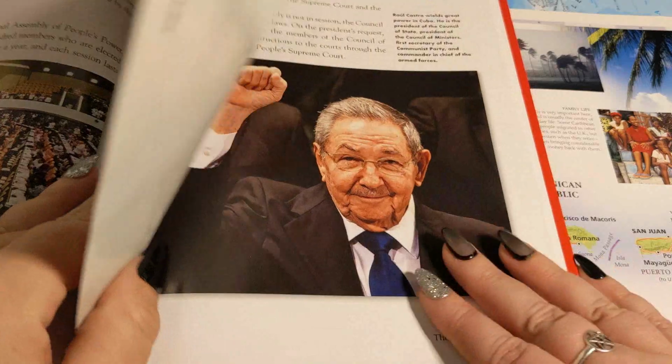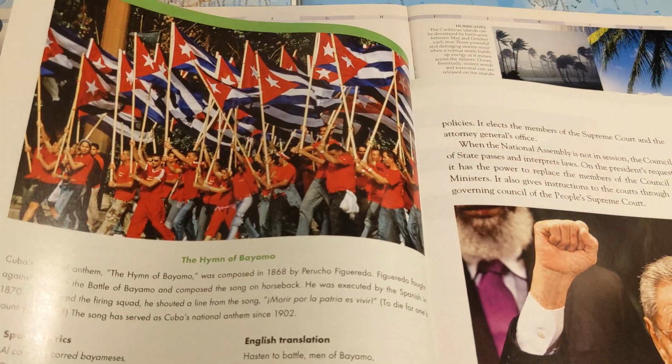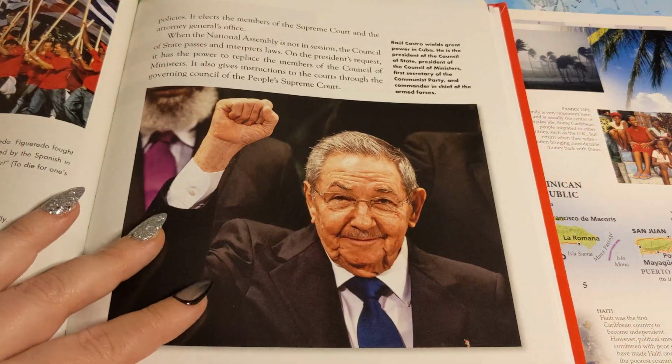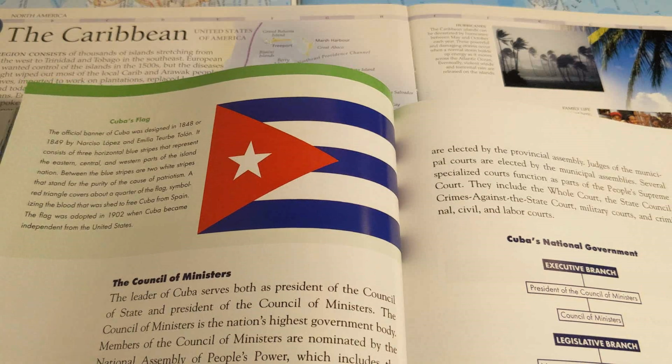Casting their vote. Very patriotic parade there. And there's actually a really good picture of Raul Castro. Let's read about Cuba's flag.